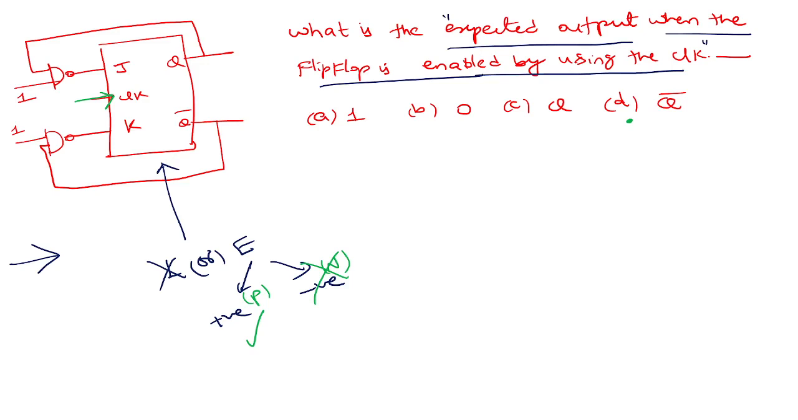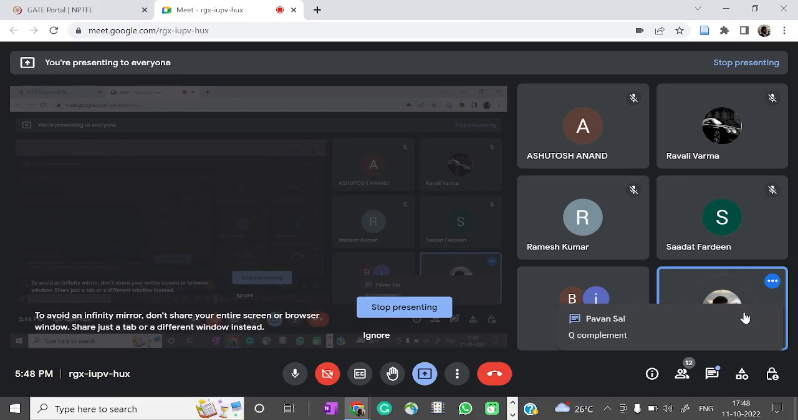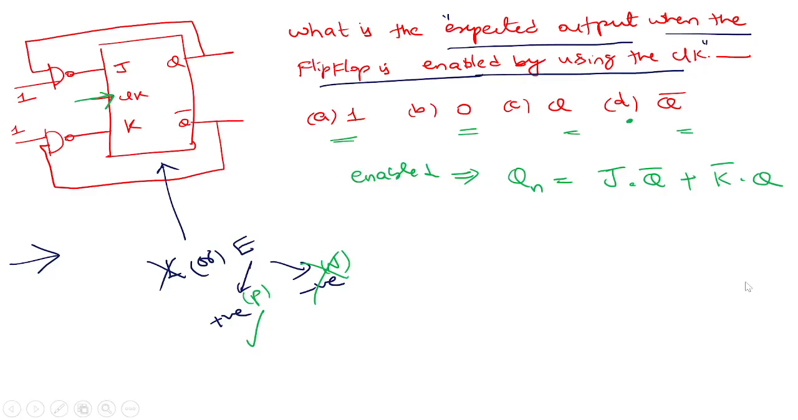See, there are many ways to do it, okay? Now if you look at the answers, it is given in terms of some value. Better to use characteristic equation, right? When it is enabled, we know already what is the next state? Expected state or next state is J Q bar plus K bar Q, right? Q complement. Okay, let's see.